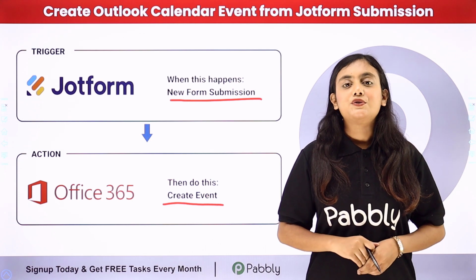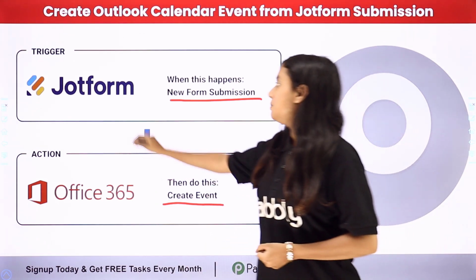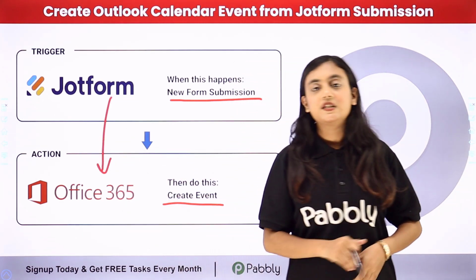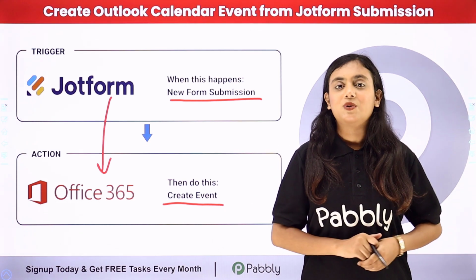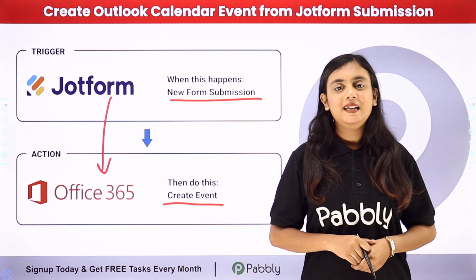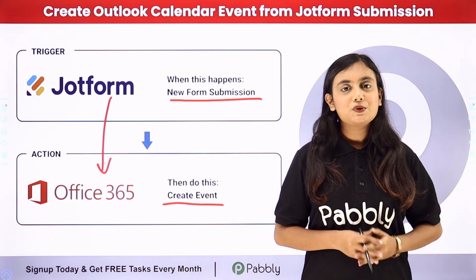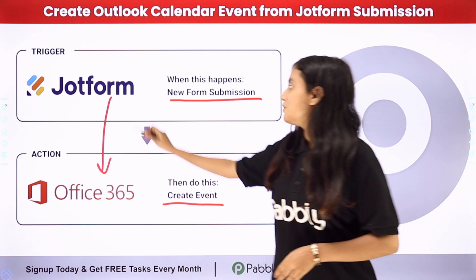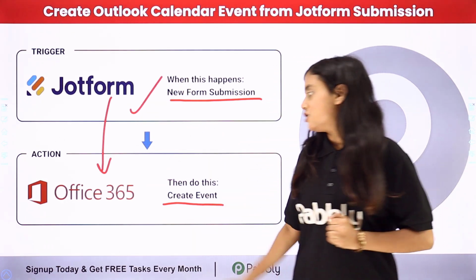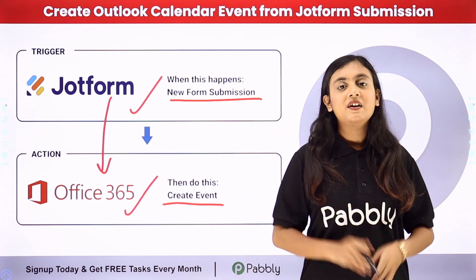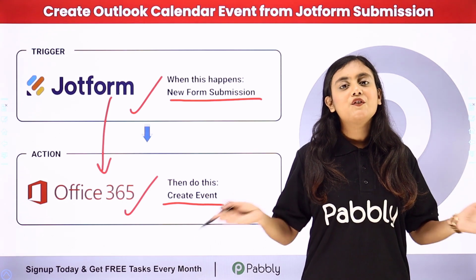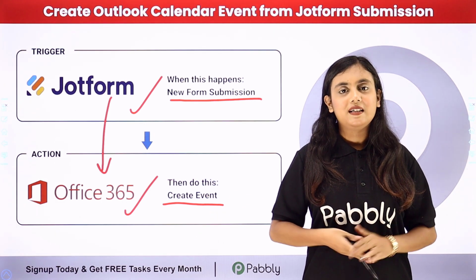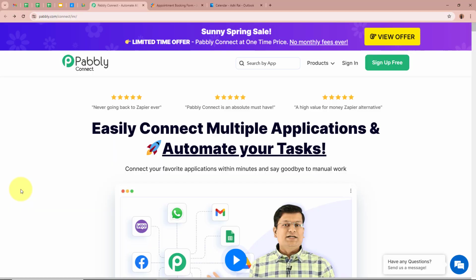For that, what we are going to do is we are going to create an automation between Jotform and Microsoft Office 365, that is Outlook calendar, with the help of Pabbly Connect. Pabbly Connect runs on two concepts, that is trigger and action. In this process, my trigger application is going to be Jotform and my action application is Microsoft Office 365, that is Outlook calendar. So if you want to learn how to do this automation, then let me take you all to my screen.